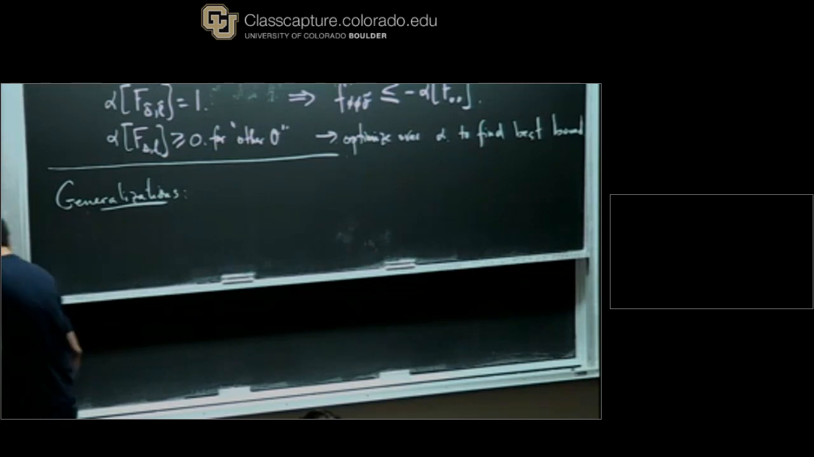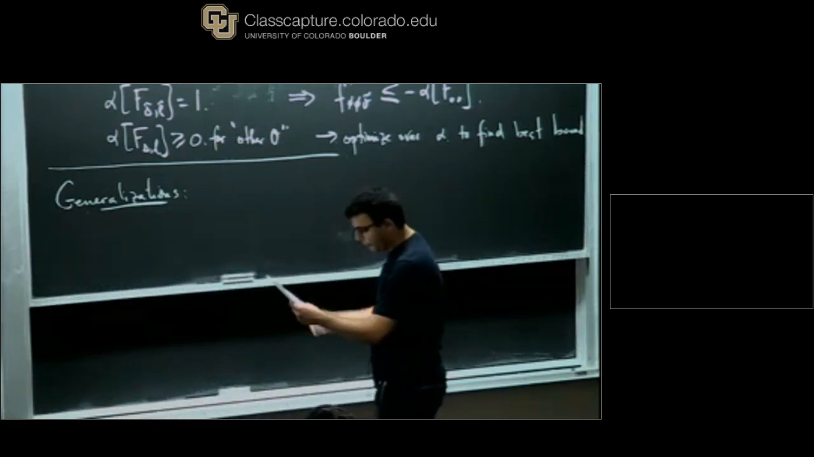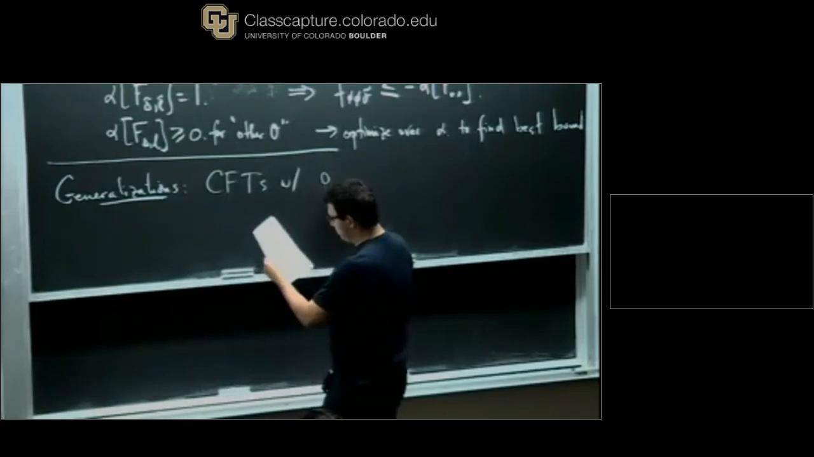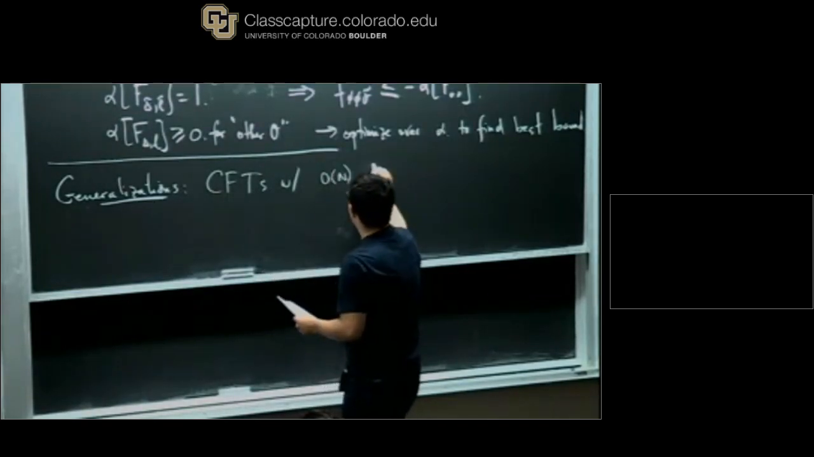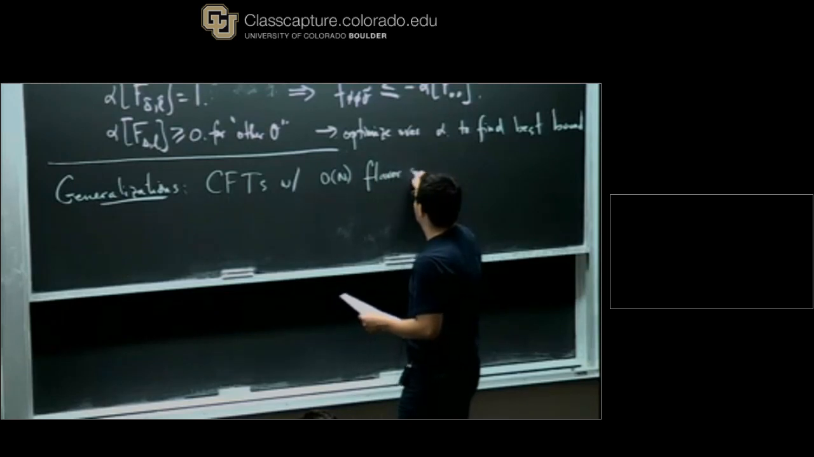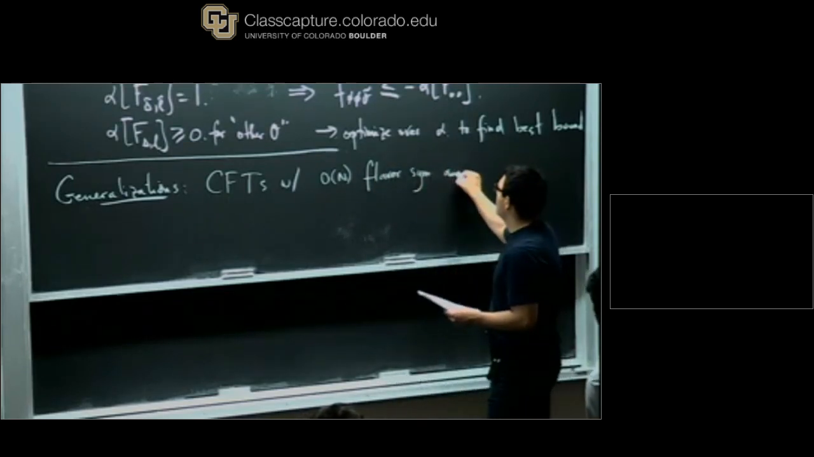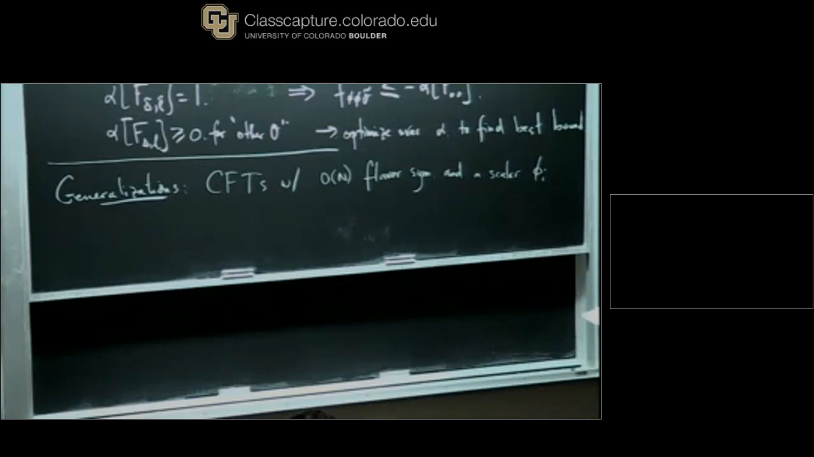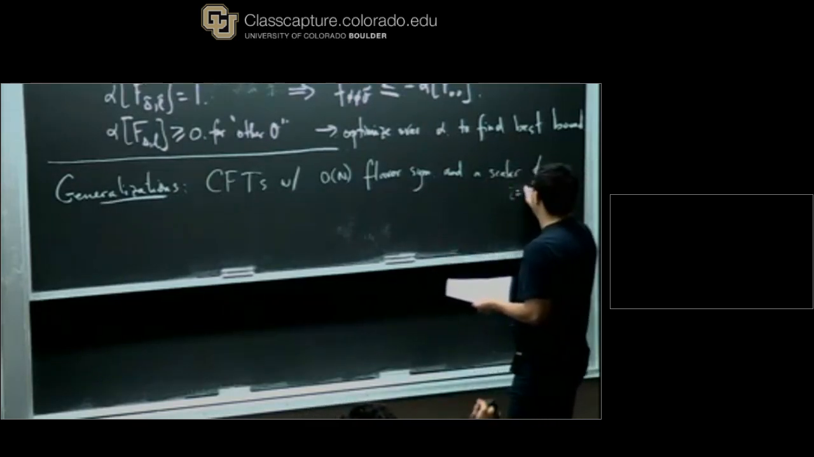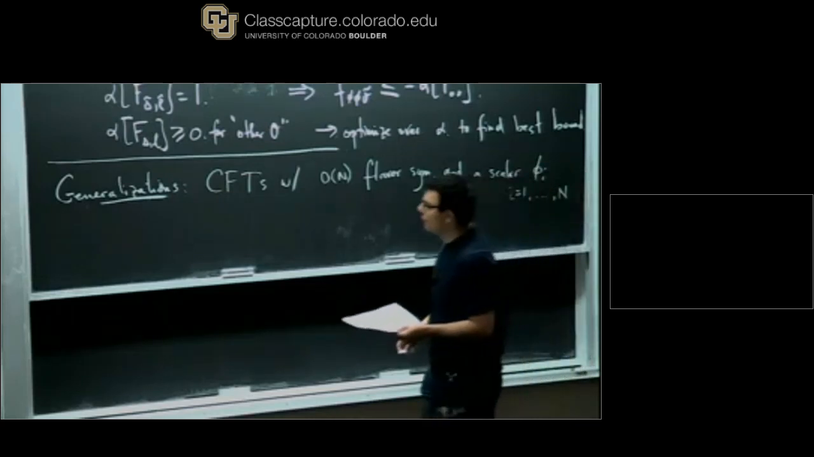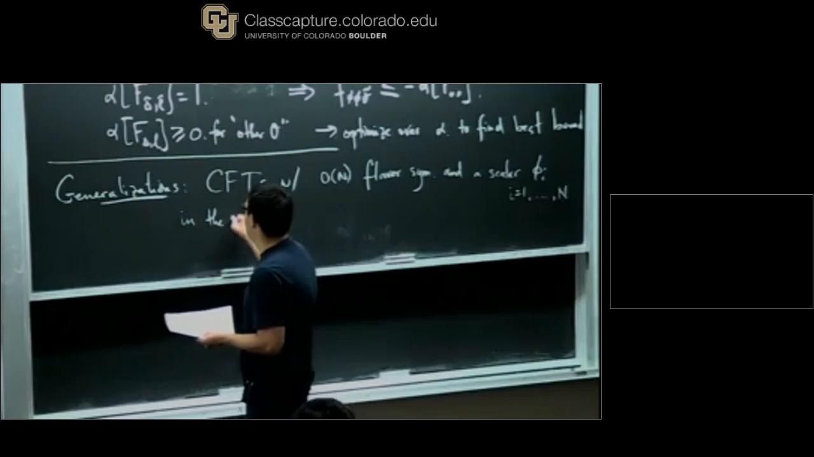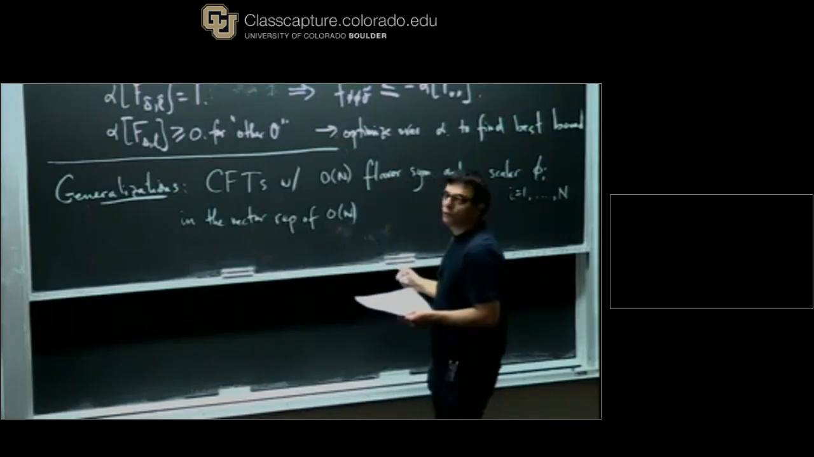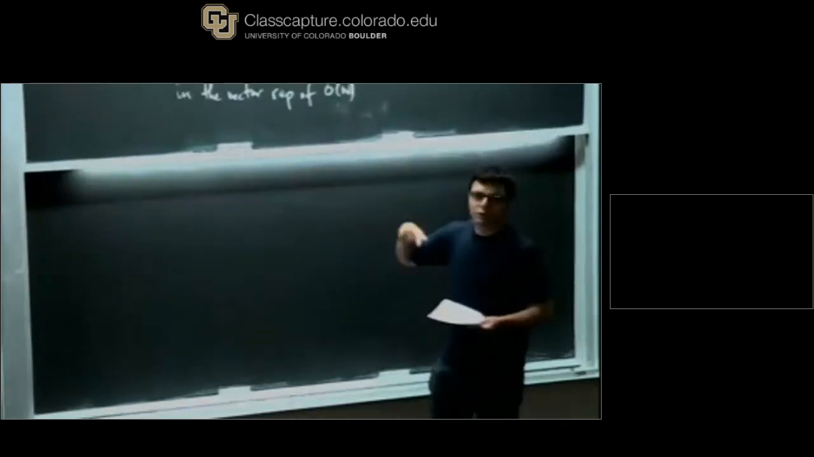In the first lecture, the first generalization is for CFTs with O(N) flavor symmetry, and a scalar primary phi I, where I goes from 1 to N, in the vector representation of O(N). So this way we could make contact with these critical O(N) models.